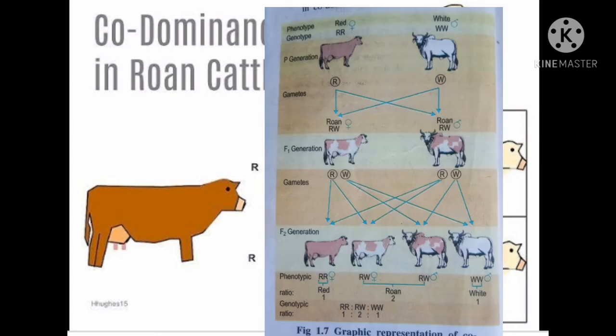So see here the phenotypic ratio. Phenotypic is nothing but what? The observable characters. So here 1:2:1, one red, two roans and one white. What about the genotypic ratio here? The same 1:2:1, that is one capital RR, two capital R capital W, and one capital W capital W. So both the genotypic as well as the phenotypic ratios are the same, 1:2:1.